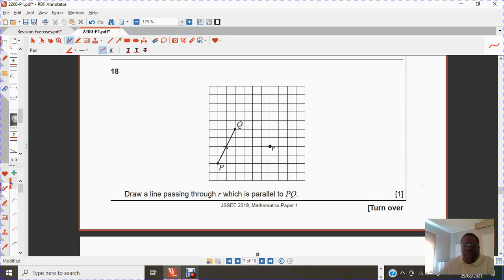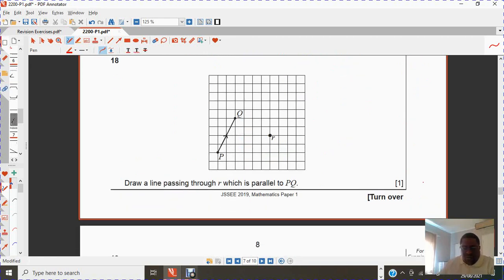Question 18. Draw a line passing through R, which is parallel to PQ. Let's first determine how far the point is. They say the line must pass through R. How far is R from Q? I'm going to look at the horizontal first, so it's 1, 2, 3, 4, and 2 upwards.